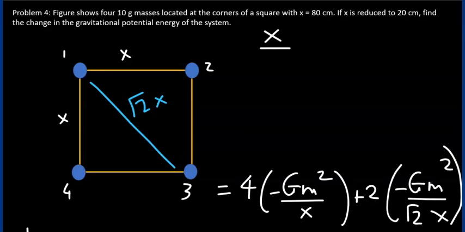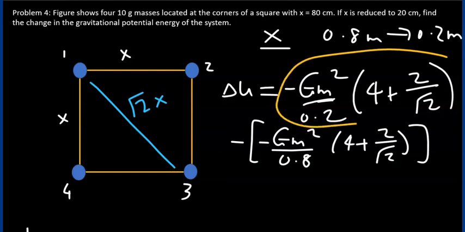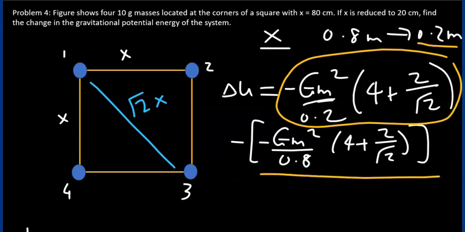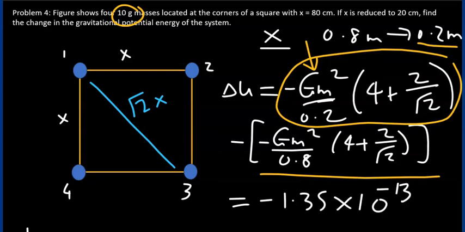Note x is reduced from 0.8 meters to 0.2 meters. So the change in potential energy would be the final potential energy when the distance between them is 20 centimeters minus the initial potential energy when the distance between them is 80 centimeters. Substituting mass, 10 grams converted into kg, and the value of the gravitational constant, we get the following for the change in potential energy: minus 1.35 times 10 to the power minus 13 joules. And that solves the problem.